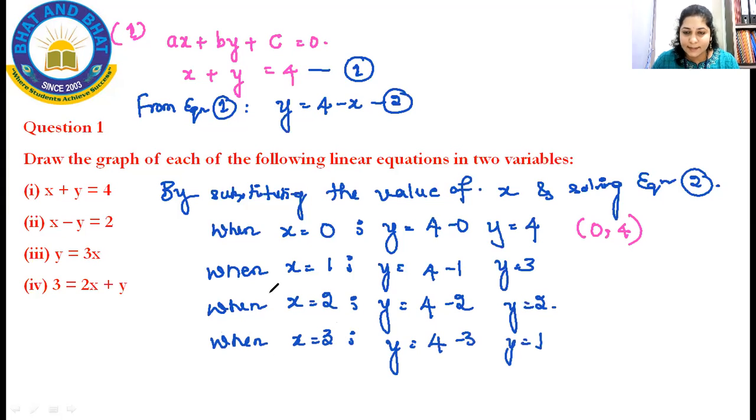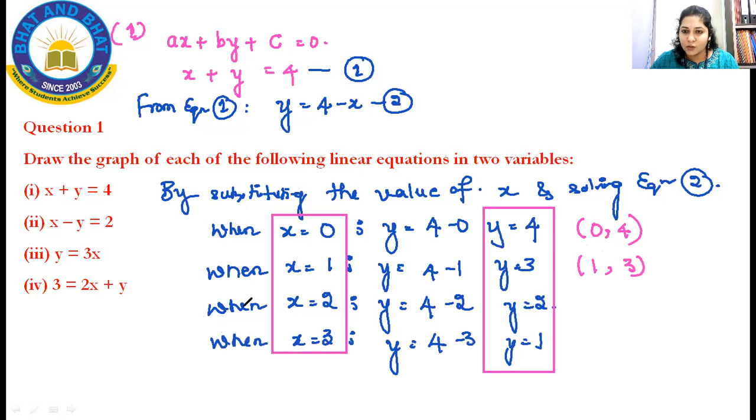So as you write this, just adjacent to this, you go on writing the ordered pair. Ordered pair, as I mentioned, what should be your ordered pair? First you should write x value, then y value. So when your x is 1, your y is 3. Correct? Check out these values. These are my x values and these are my corresponding y values. Correct or not? So when your x is 0, y is 4. When your x is 1, y is 3. When your x is 2, y is 2. And when your x is 3, your y is 1. Correct? So I got these values.